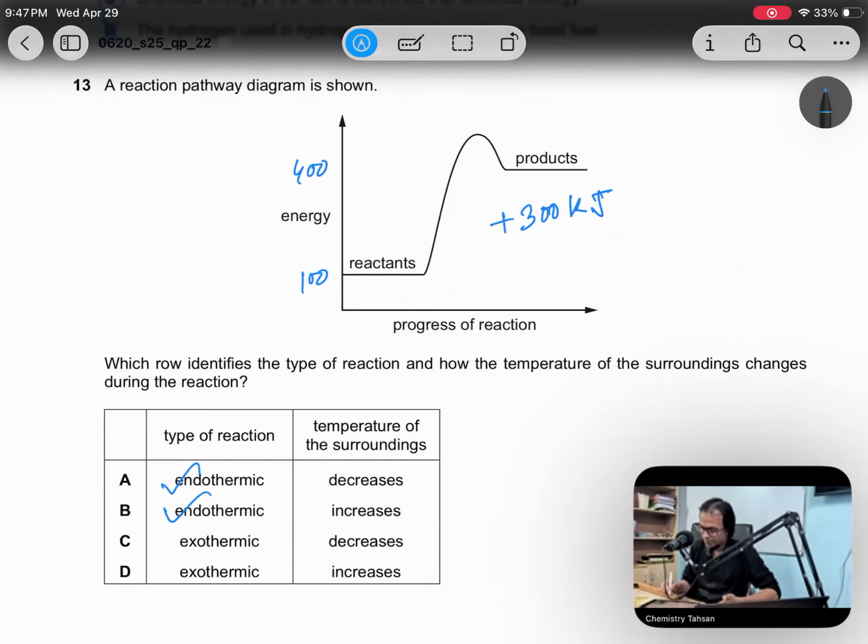And temperature of the surrounding. So if you give energy from the surrounding, temperature of the surrounding will decrease because you are increasing the temperature of the system. So you are taking energy from the surrounding and putting it into the system. So the temperature of the surrounding should decrease. So A should be the only correct answer.